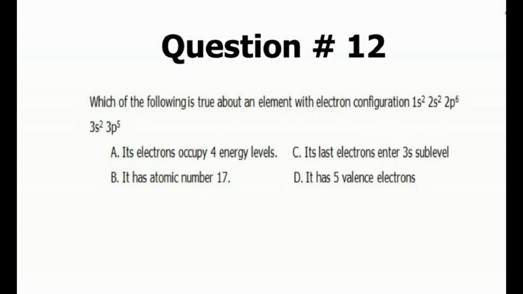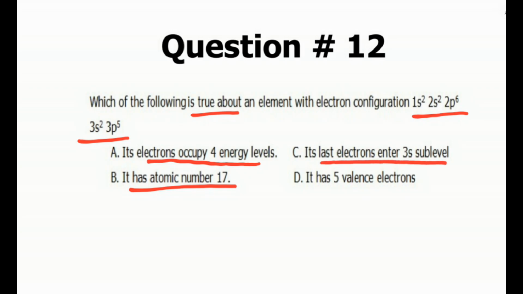Which of the following is true about an element with electron configuration of 1s2, 2s2, 2p6, 3s2, 3p5? A. Its electrons occupy 4 energy levels. B. It has an atomic number of 17. C. Its last electrons enter 3s sublevel. D. It has 5 valence electrons.